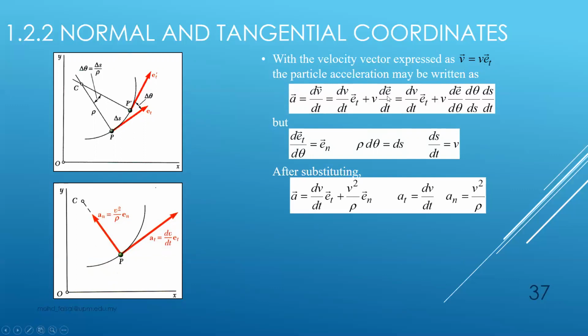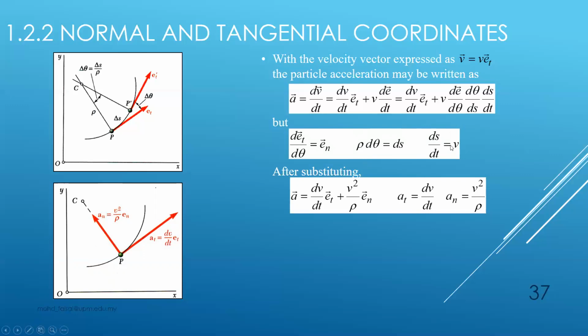Then you further expand the second term, where de over dt can be expanded as de over d theta times d theta over ds times ds over dt. From here we can see that de over d theta is actually en, the normal unit vector. Then ds is equal to rho d theta, or we can say that ds over d theta is equal to rho. Rho is basically the radius.